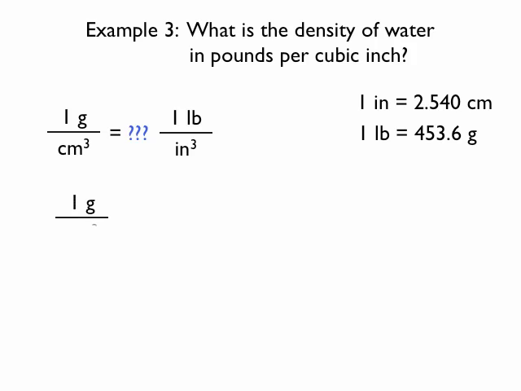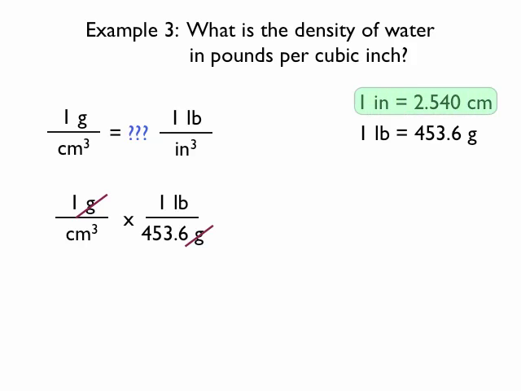We start with the metric density. Since we have grams in the top, we need to multiply by a conversion with grams in the bottom. We take this conversion and use it in the form 1 pound over 453.6 grams, which is just a fancy way of writing 1 since 1 pound and 453.6 grams are the same thing. Notice that the grams now cancel.